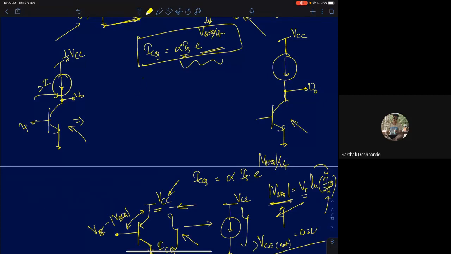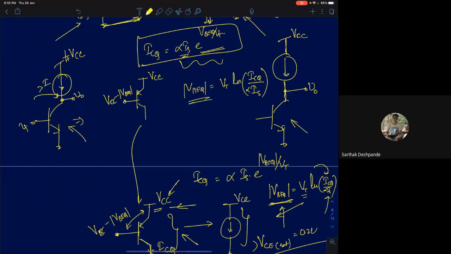So what will I do? I'll replace it with a PNP transistor like this. So this node will be VCC minus mod VBEQ. And I'll find out VBEQ using this equation: mod VBEQ equals VT ln ICQ upon alpha IS. From this, I'll find the value of VBEQ and apply that voltage across this junction. Then between this terminal and this terminal, this PNP transistor will behave like a current source of value I. Instead of ICQ, I can call it I.